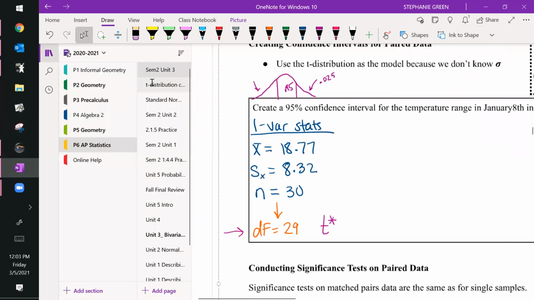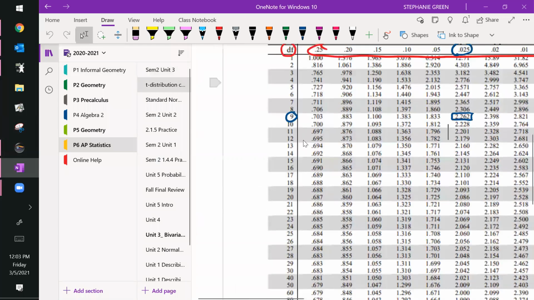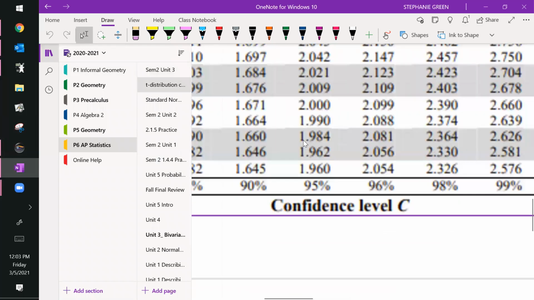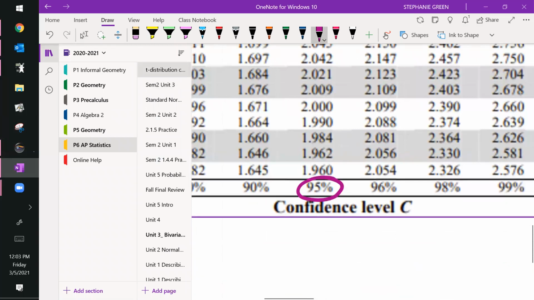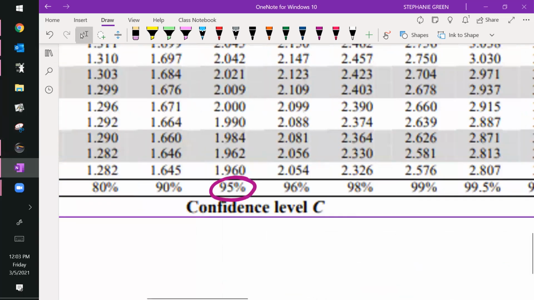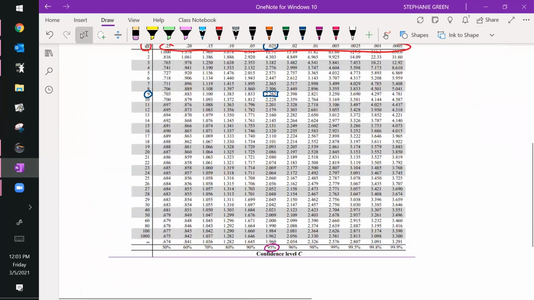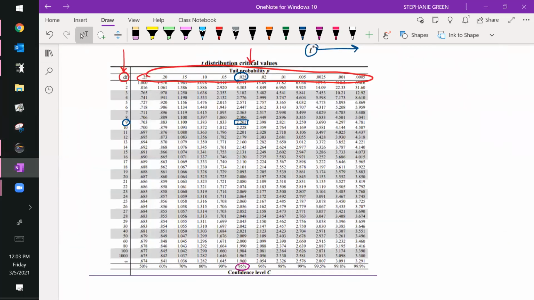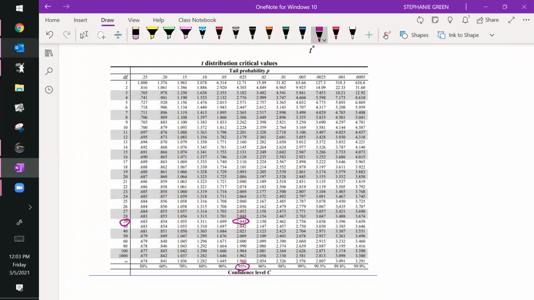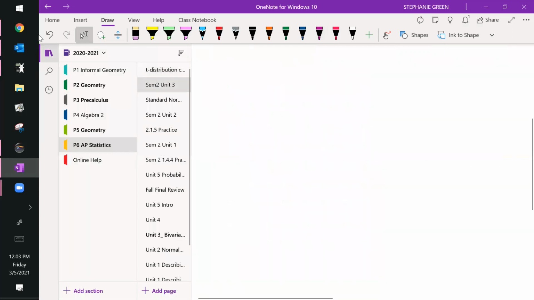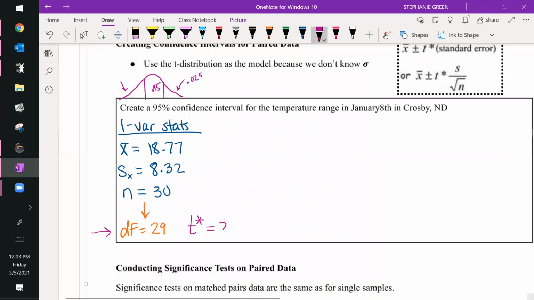And once again, in our T table, it actually gives the confidence levels at the bottom here. So I don't even necessarily need that tail area. Just don't always count on T tables having that confidence level listed for you at the bottom. So we're looking at a 95% confidence level with a DF of 29 here. And so that intersects right here at 2.045. So our T star is 2.045. And again, that was from our T table.